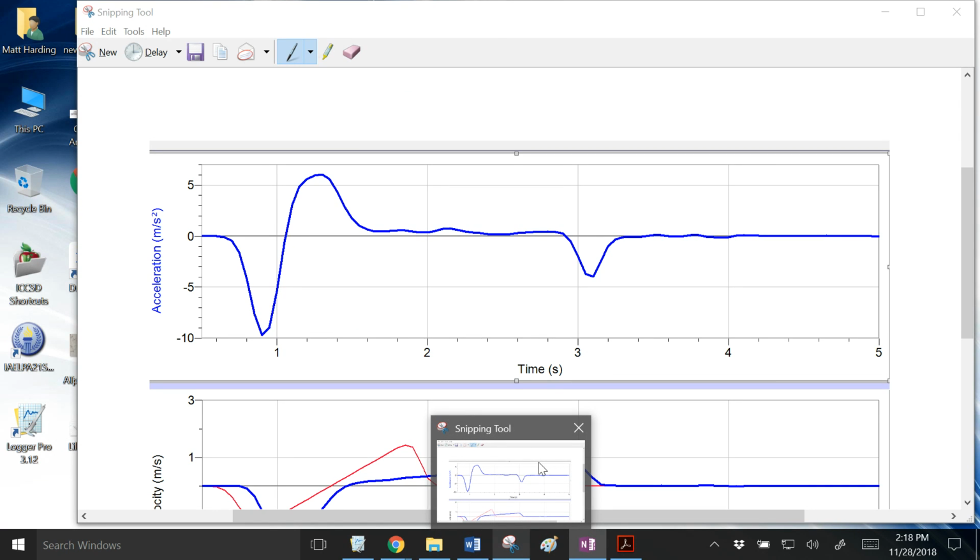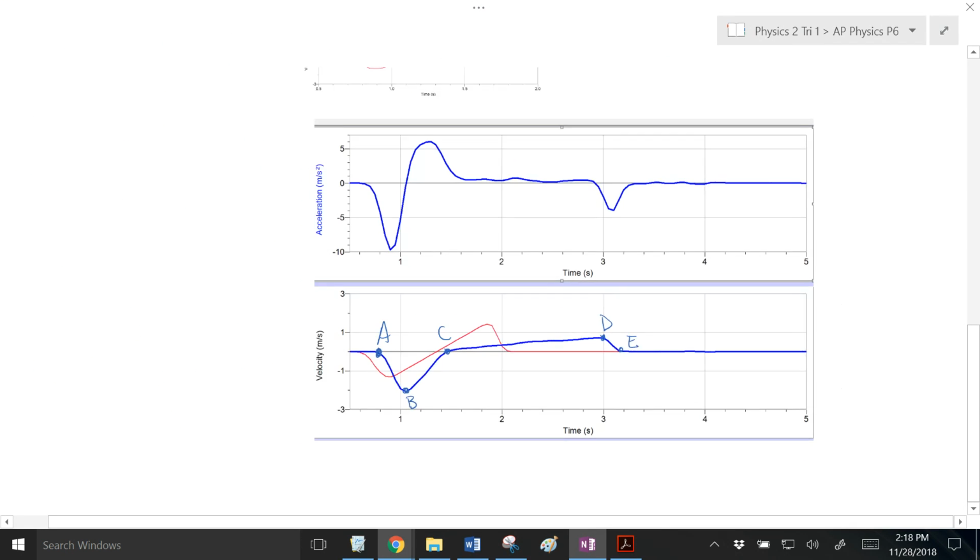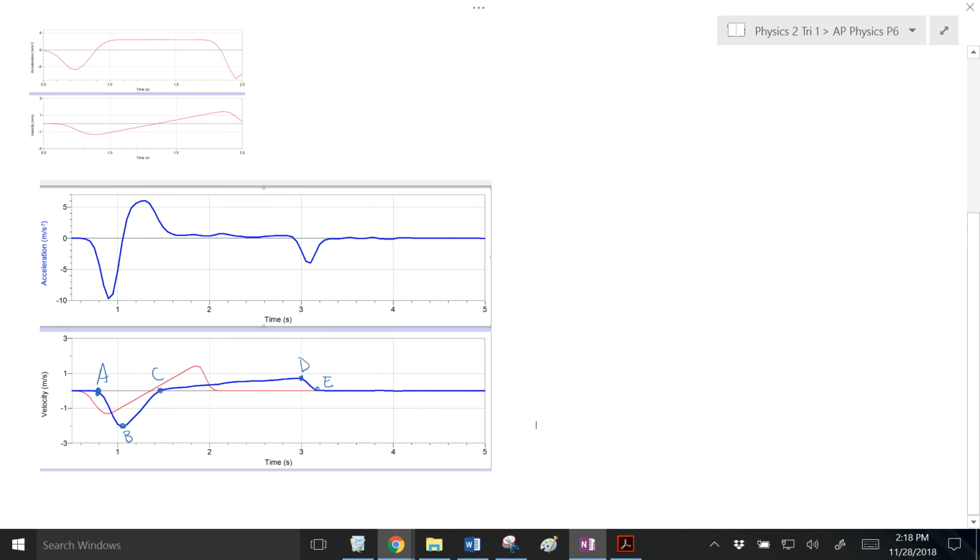New question. Compare and contrast this graph to the one above it, to the cart graph. Block graph, cart graph. Why the difference?